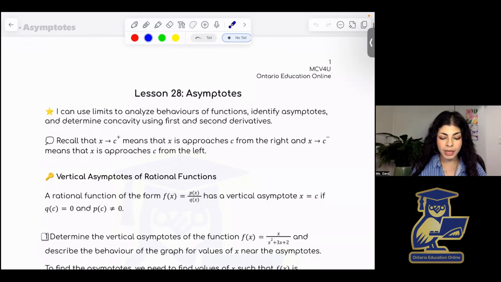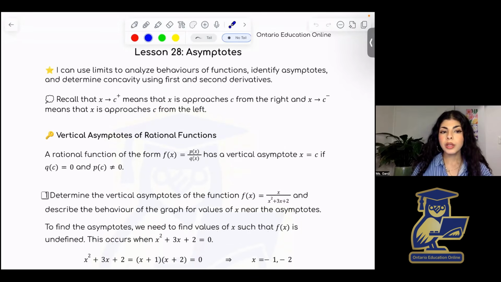Also, just a reminder, when we are writing a limit, if x is approaching c and we have a plus there, it means x is approaching c from the right. And if we have x approaching c with the negative, then that means it is approaching c from the left. And as well, when we look at horizontal asymptotes, plus could mean it's approaching from the top, and the negative means approaching from the bottom.